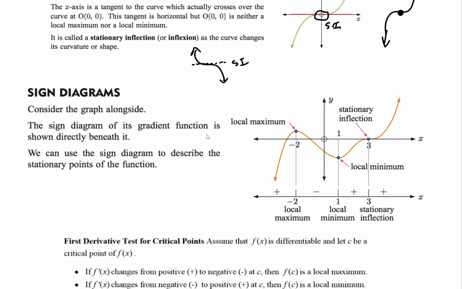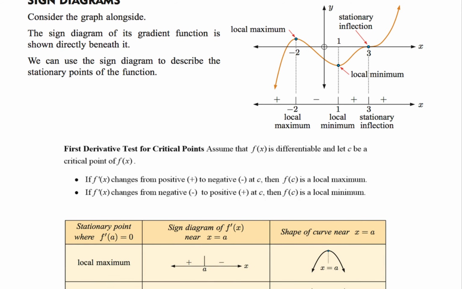Let's see how that works on a graph. This is my graph, with one of each. There's a local max, a local min, and a stationary inflection. Now let's see what happens with the sign chart. This is my sign chart. That's my local max, so that'll be a 0. Before that it's increasing, so it's a plus, and after it's a minus. You're increasing, then decreasing. So on the sign chart, it goes from plus to minus. When you go from positive to negative, it's a local max.